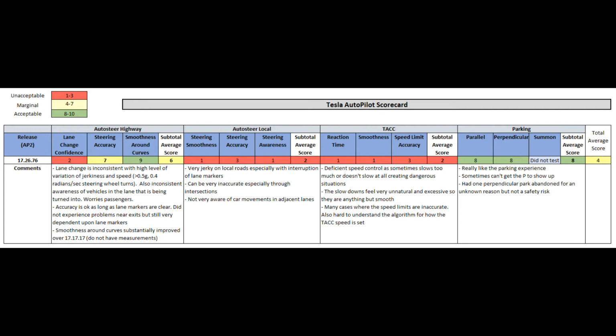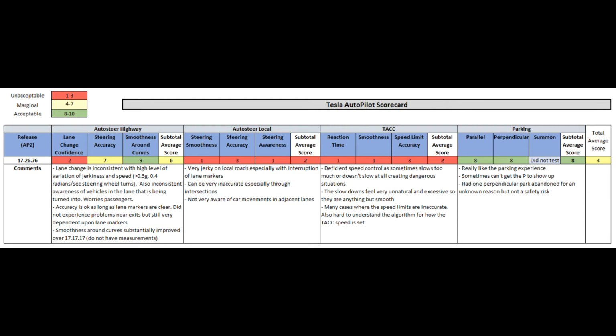Speed control, TACC. I also gave it a red overall score of 2. You can't tell if it's going to slow down too fast or too slow. It's not very smooth because it kind of jerks around, not really being aware of things around it. The speed limit signs aren't very accurate with the database from the GPS. So overall, I think TACC is a pretty low performer. I gave that a 2.